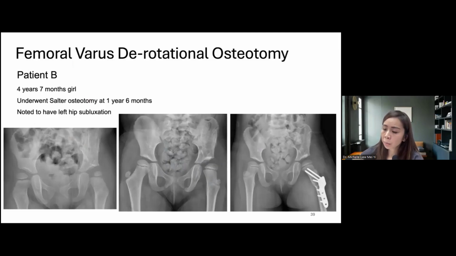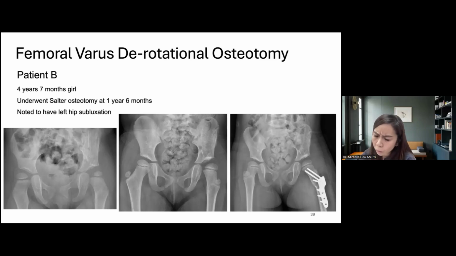So femoral osteotomies can actually be combined, and if done, it is usually called a femoral varus derotational osteotomy. So remember patient B, whom we have done the Salter osteotomy for previously. As we continue to follow up with her on a 6-monthly basis with repeated pelvic radiographs, we noted that the left hip appeared subluxated, though very subtle.